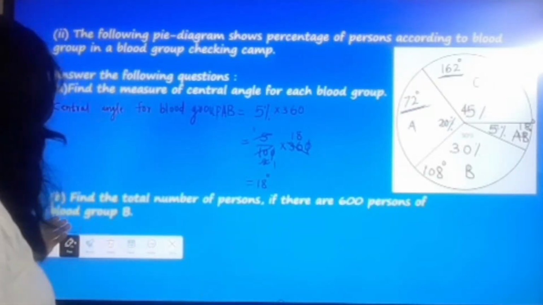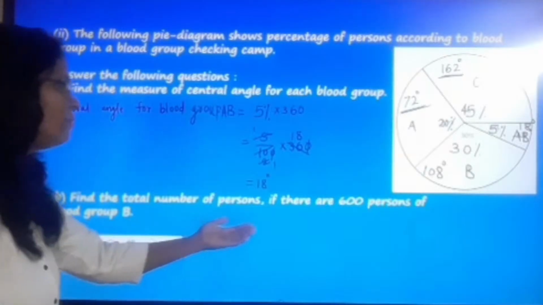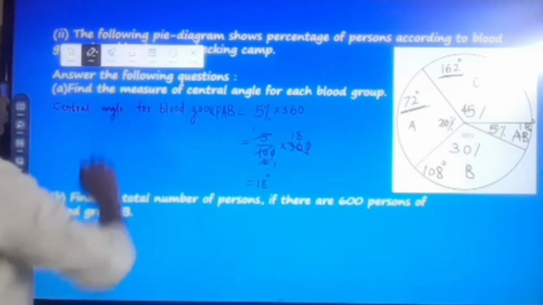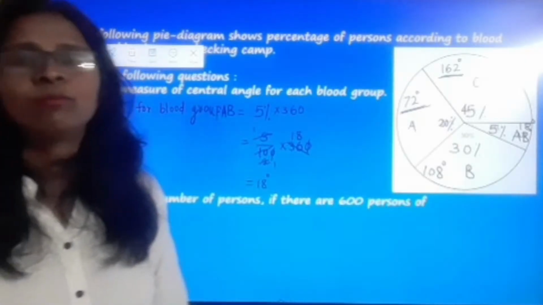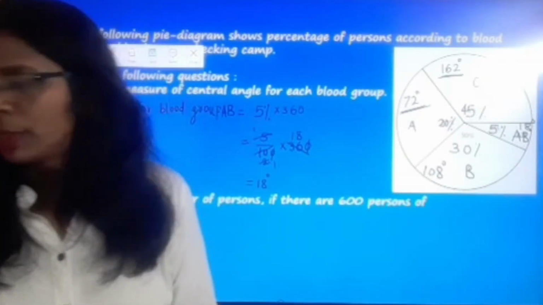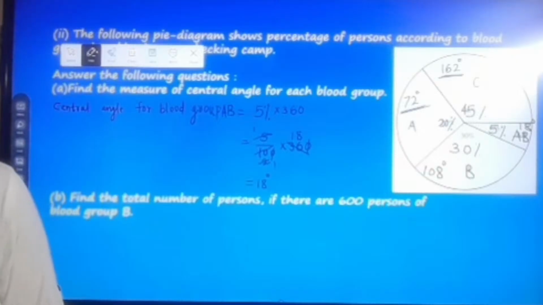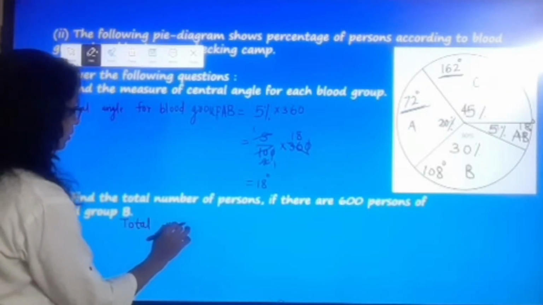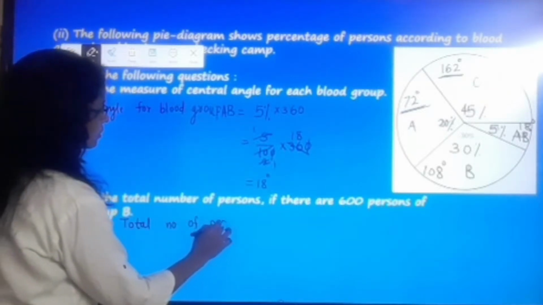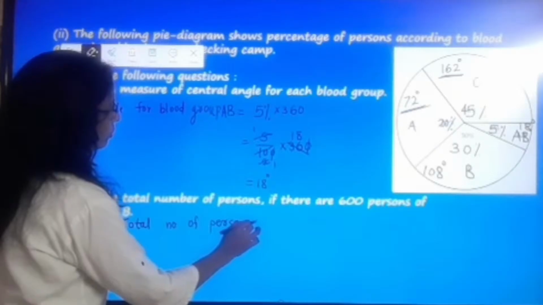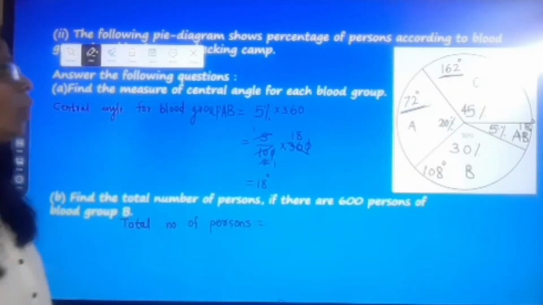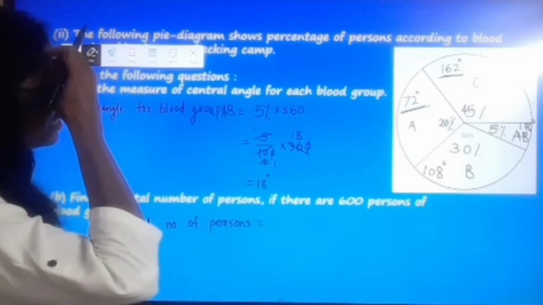Then the next question: find the total number of persons if there are 600 persons of blood group B. Yes, we have to find out the total number of persons. We have to find out the total number of persons. So here, students, I write down the total number of persons. Okay, so now here, students, the total number of persons is 100%.